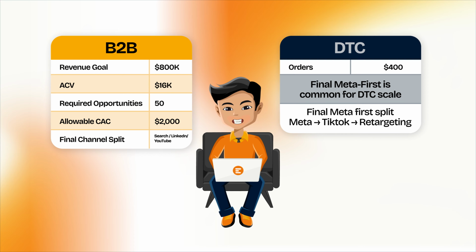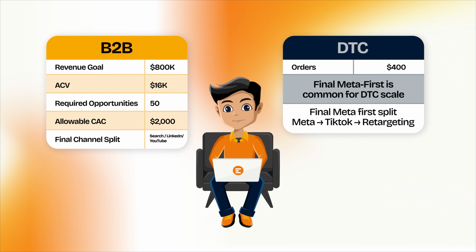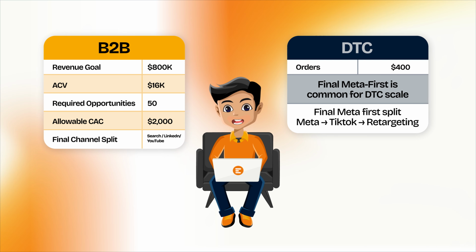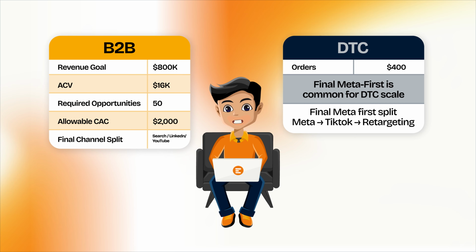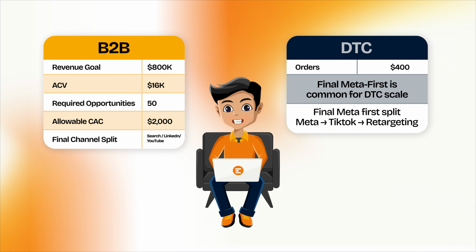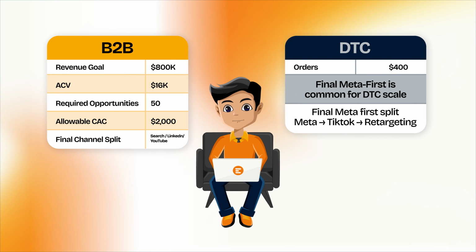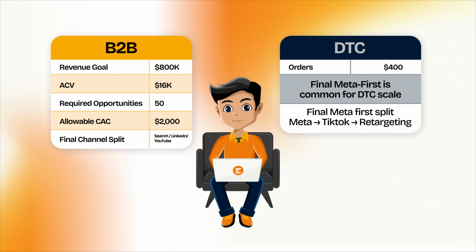B2C, DTC. Quarterly revenue target, $150,000. AOV, $75. Orders needed equals 150,000 divided by 75 equals 2,000. Repeat rate expected 20% within quarter. Net new orders approximately 1,600.